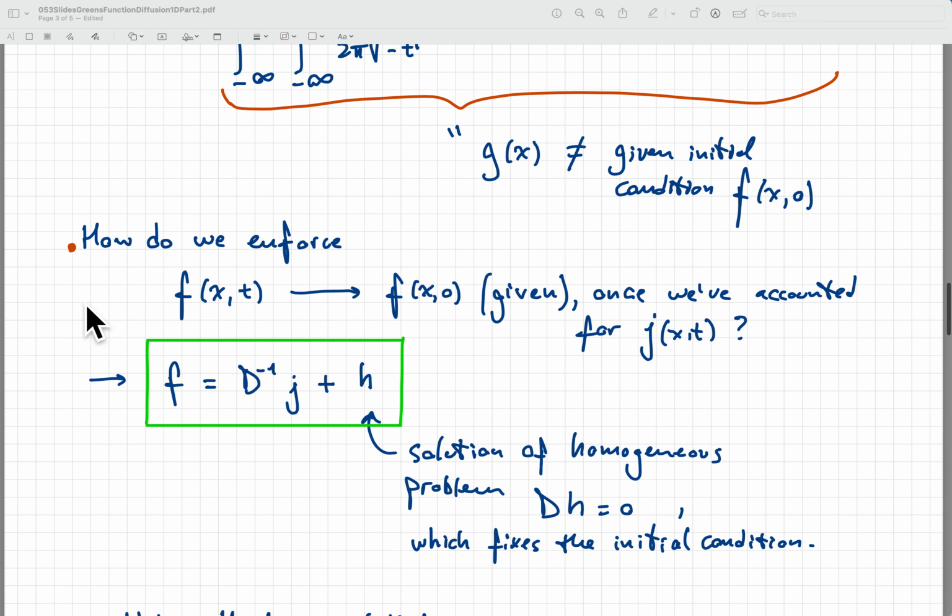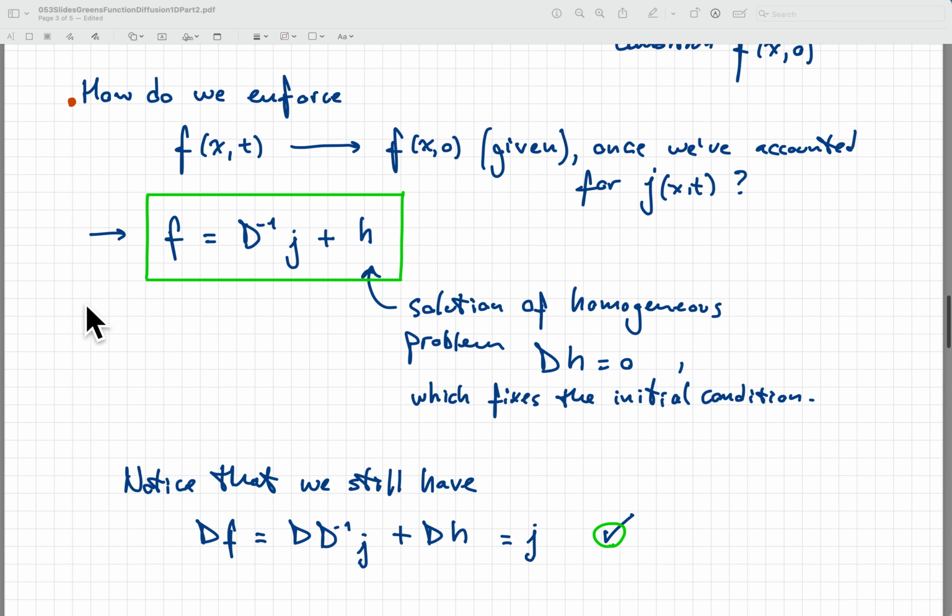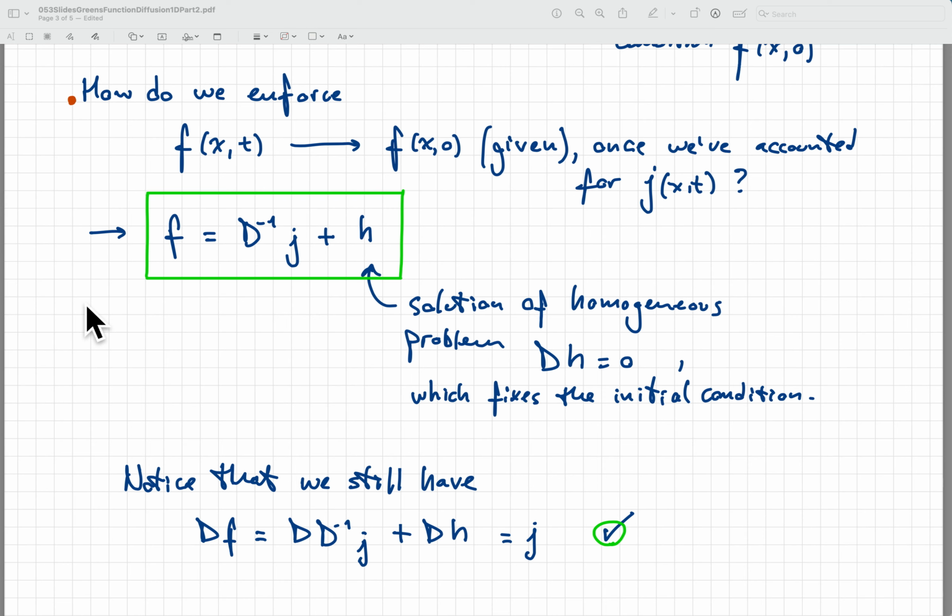And the way to do this is actually pretty common, not just in diffusion, but in other applications as well, in waves and also in the Laplace equation. The way to attack this problem is to say our solution f to our problem Df equals j has two terms. It's going to have a term that is, as we already wrote, the inverse of D applied to j, and there's going to be another term that will fix our problem. And it has to be a solution of the homogeneous problem Dh equal to 0, and that will fix the initial condition, as you will see.